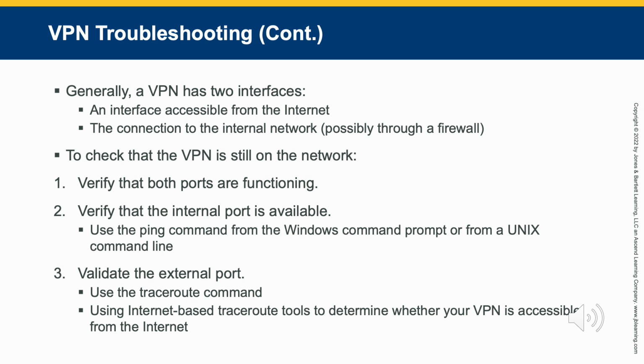Generally, a VPN has two interfaces: an interface accessible from the internet, and the connection to the internal network, possibly through a firewall. To check that the VPN is still on the network, verify that both ports are functioning. Verify that the internal port is available. Use the ping command from the Windows command prompt or from a Unix command line. Validate the external port. Use a traceroute command, using internet-based traceroute tools, to determine whether your VPN is accessible from the internet.